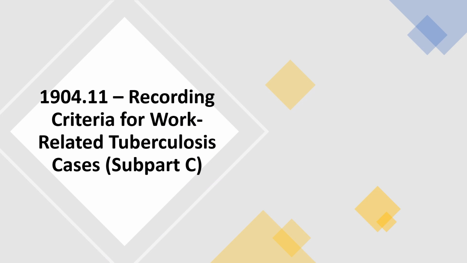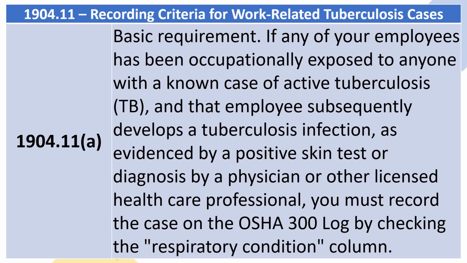1904.11. Recording criteria for work-related tuberculosis cases. 1904.11(a). Basic requirement. If any of your employees has been occupationally exposed to anyone with a known case of active tuberculosis, TB, and that employee subsequently develops a tuberculosis infection, as evidenced by a positive skin test or diagnosis by a physician or other licensed healthcare professional, you must record the case on the OSHA 300 log by checking the respiratory condition column.